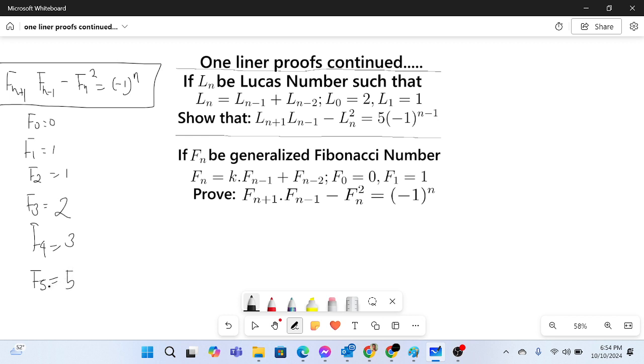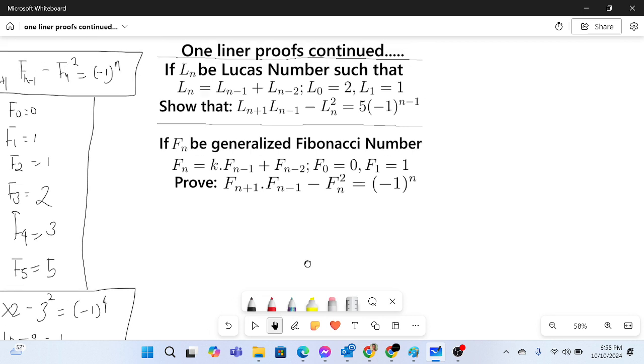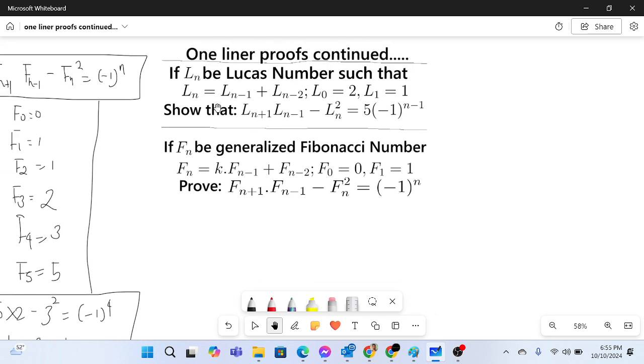Now, if you take, let's say, f5, f3, minus f4 squared, you will get (-1)^n, where n is this middle number, right? So let's see. 5 times 2 minus 3 squared will basically be (-1)^n, n is 4, right? This is just 10 minus 9, which is of course 1. So see, this works, and this is pretty fascinating. But if you go with the proof, then you may not feel so that I have given in the previous video. Now in this video, let's try for these other numbers, right?